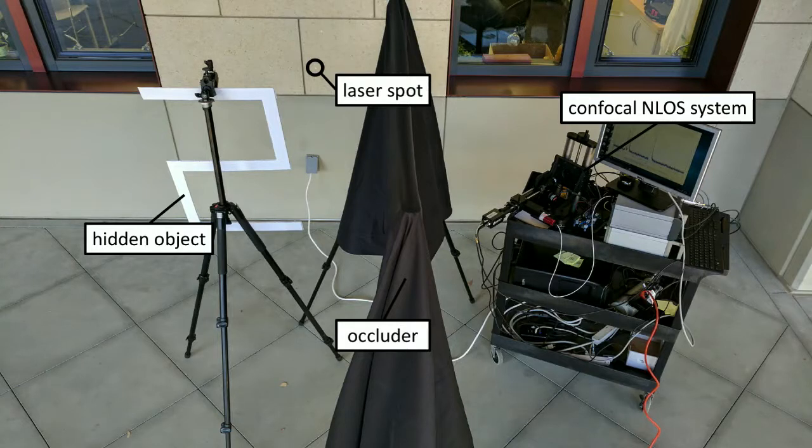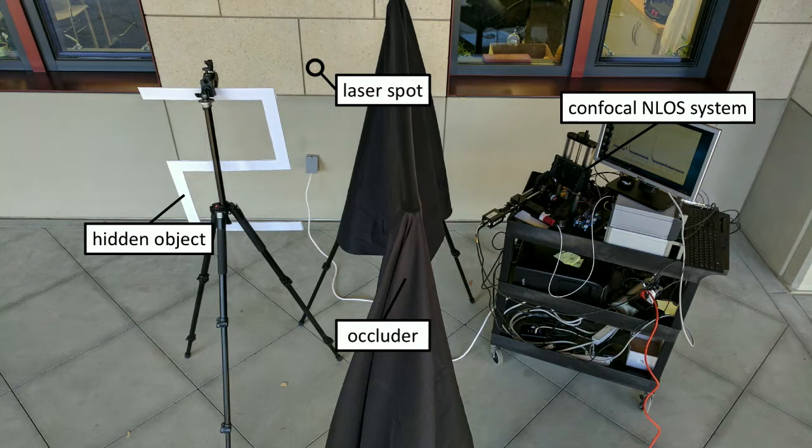But direct light paths aren't always present. So sometimes when you're trying to image an object, there may not be any direct light paths interacting with that object. So for example, here I have a camera system on the right. I have an object on the left, but there's an occluder in between. And the occluder prevents any light from traveling from my system to the object and back to the system. In this case, indirect light is, however, interacting with the object.